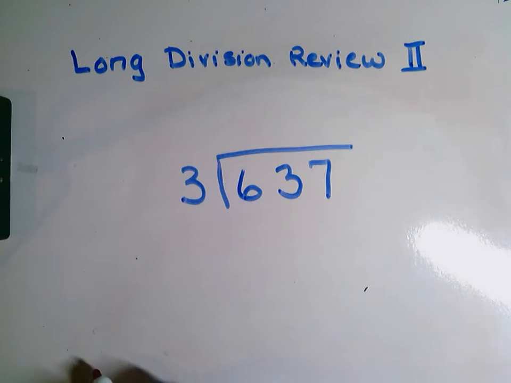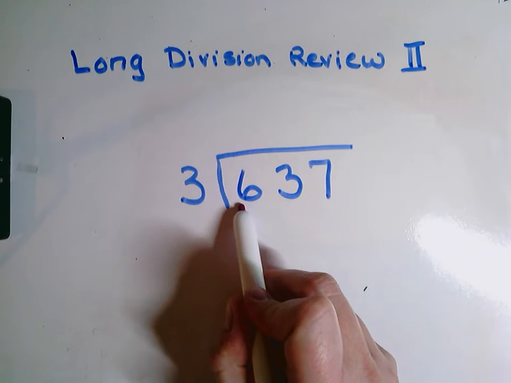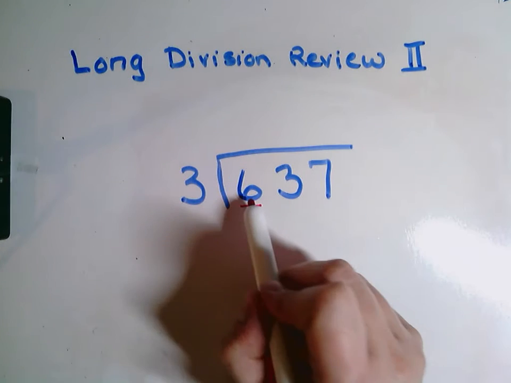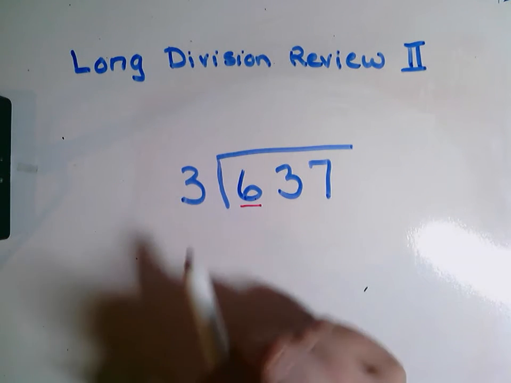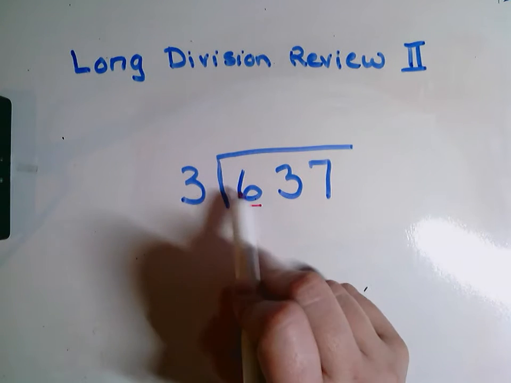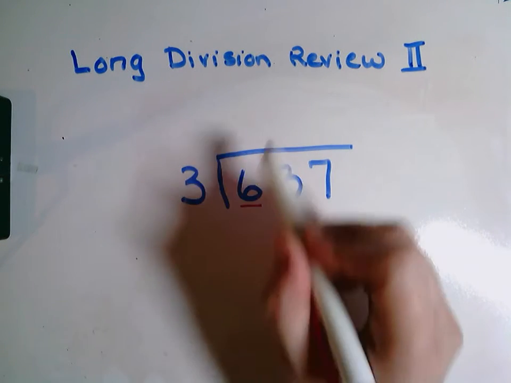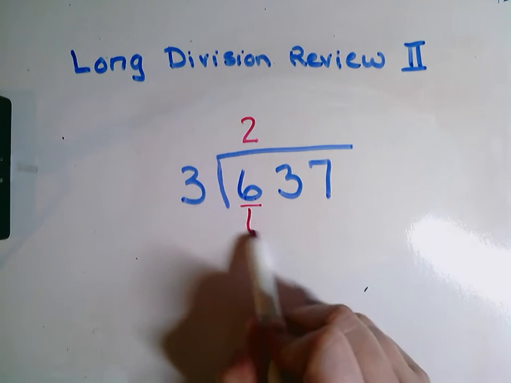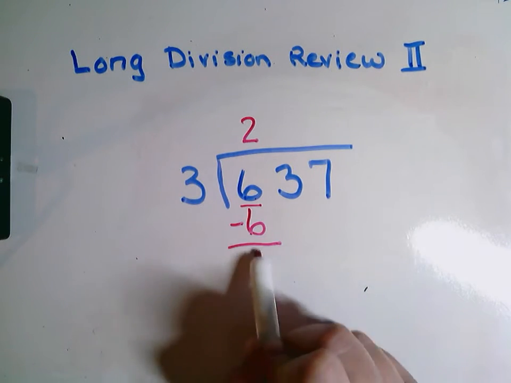All right, so I'm always going to start with my greatest place value, which in this case is the hundreds. I have a 6 in my hundreds place. So I need to think, if I had 6 things, how many groups of 3? 6 divided by 3. Or I can think, what times 3 is going to get me close to 6? Well, I know 3 times 2 equals 6. So 2 times 3 is 6. And if I were to subtract, I wouldn't have anything left over there.